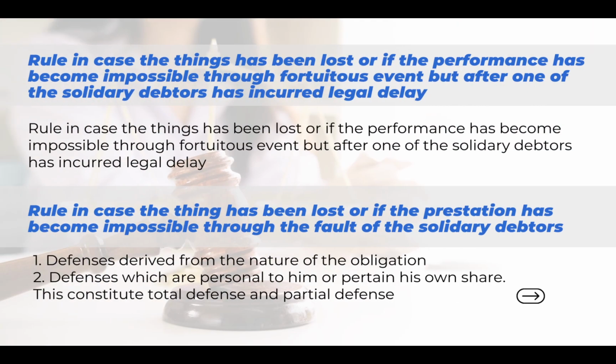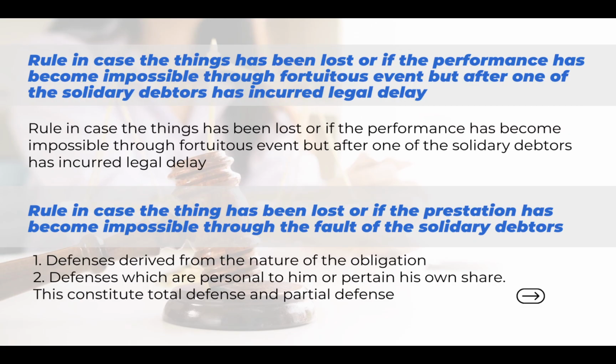Rule in case the thing has been lost or if the performance has become impossible through fortuitous event but after one of the solidary debtors has incurred legal delay. Okay? Ganun lang yun. So you just have to follow the rules on fortuitous event. Go back to chapter 2 to read the rules on really fortuitous event.